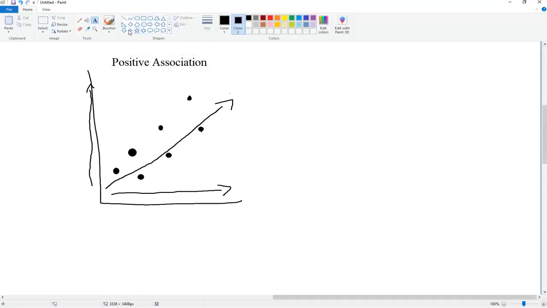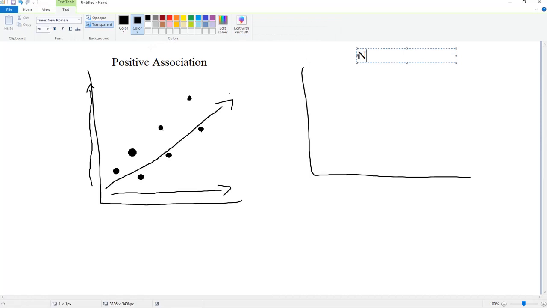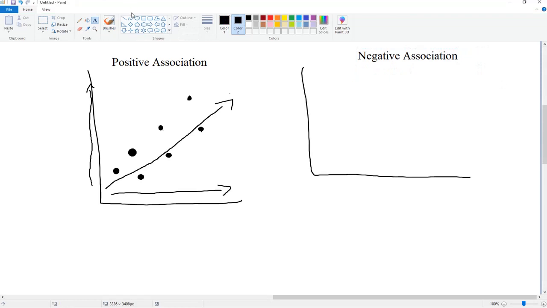Then you have the opposite of that. You have something called a negative association. And a negative association is exactly what you think it would look like. It would go down. As you can see, they're not really connected, they're not really aligned. It's just kind of a trend of decrease as you go from left to right.